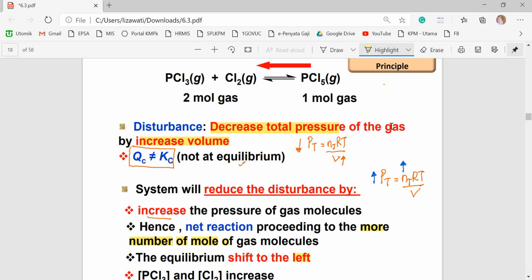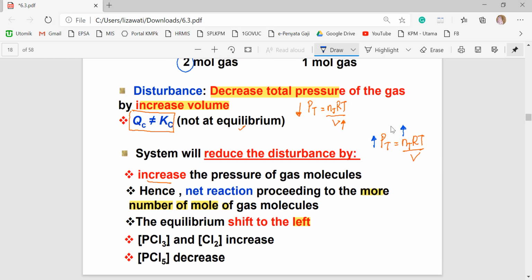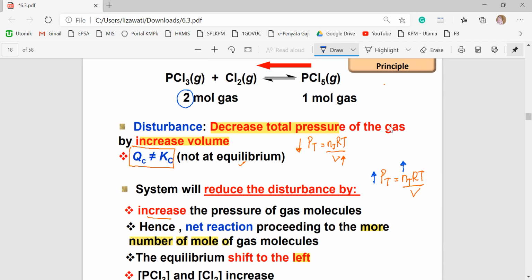Referring to the equation, we can clearly see that the reactant side has 2 moles of gas, which is greater than the product side, which only has 1 mole of gas. What would happen next? The concentrations of PCl3 and Cl2 will increase, while the concentration of the product PCl5 will decrease.